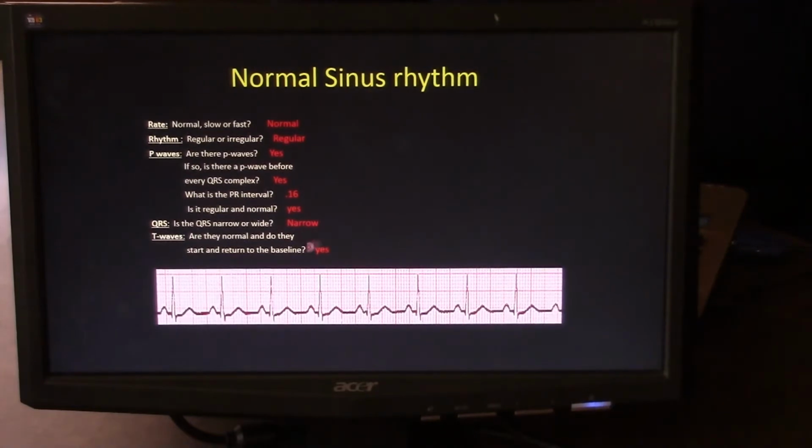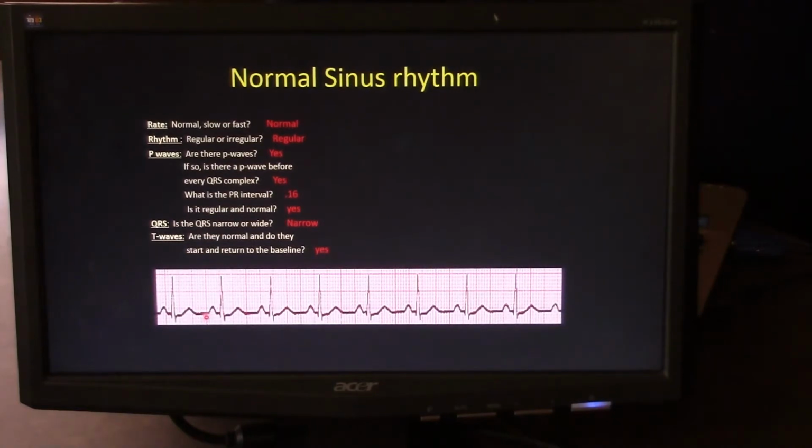Are there any P waves? And these are the P waves. Remember, everything should start and stop at the isoelectric line or the baseline. And they should be nice and rounded, and they are. Is there one for every QRS complex? And yes, there is. What is the PR interval?